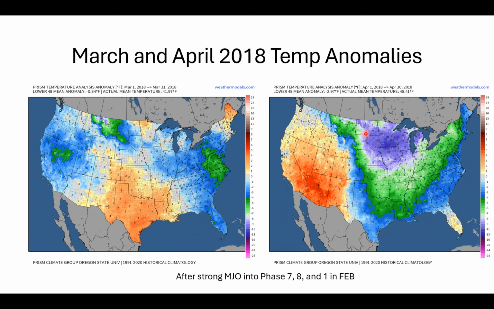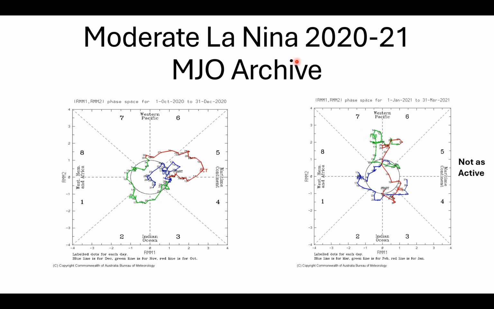If we look at the moderate La Nina winter of 2021, it was very active in the month of October here on the left, the red line on this diagram on the left. It wasn't very strong in December, the blue line. It tried coming out into phases 2 and 3 weakly, with convection across the Indian Ocean in mid-November through the third week of November. But October was the strongest signal in this case.